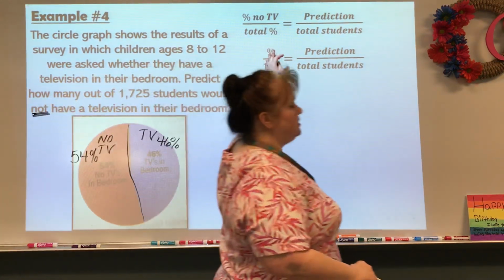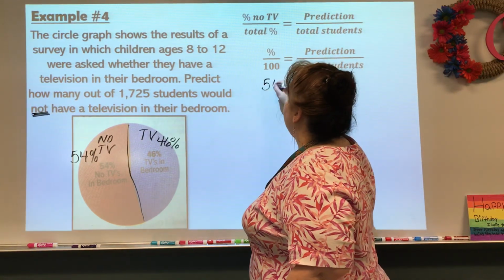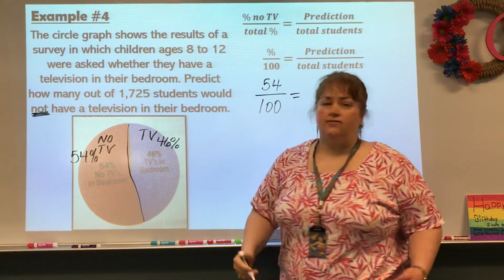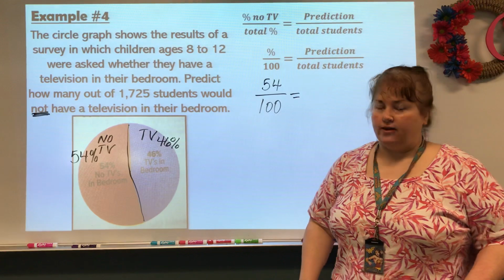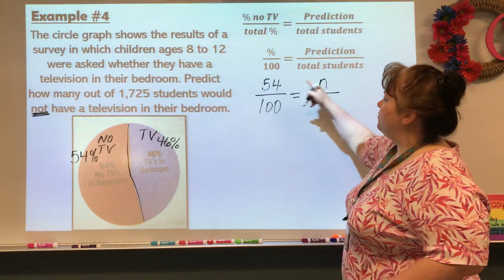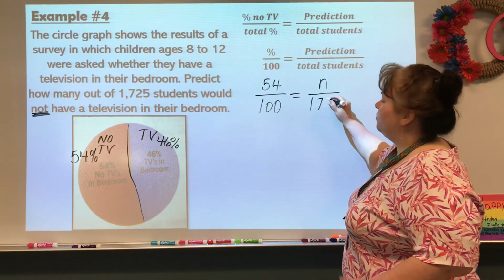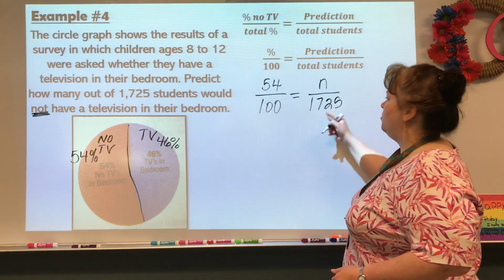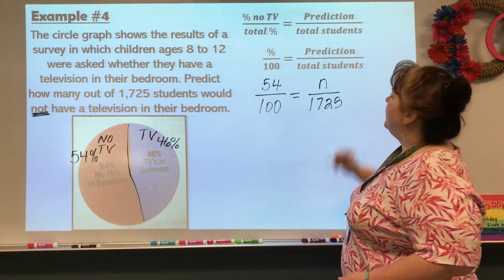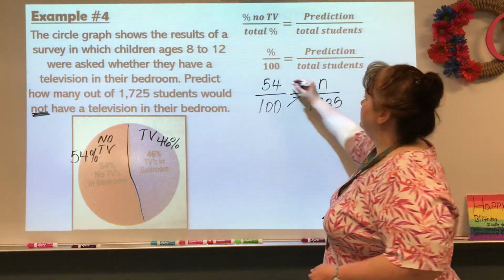So our first ratio is going to be that percent. And percents are always out of 100. So 54% is 54 out of 100. And then we're looking for that 54% out of 1,725. That's our whole amount. This number is the whole amount. Okay? All right, so we're going to cross multiply.